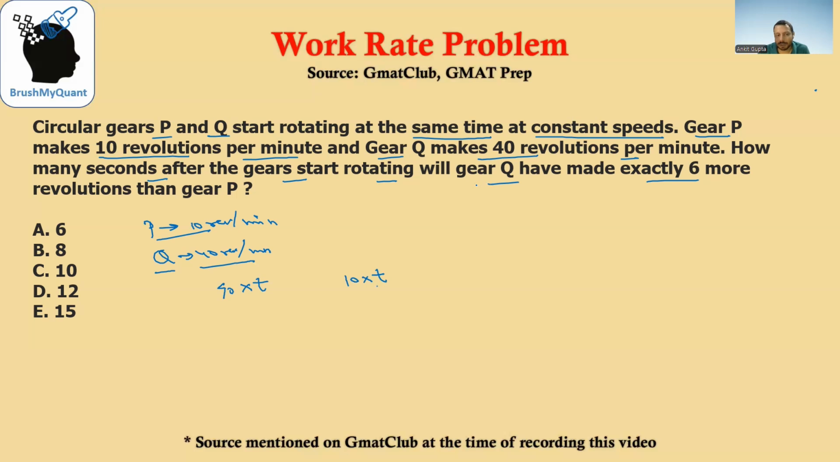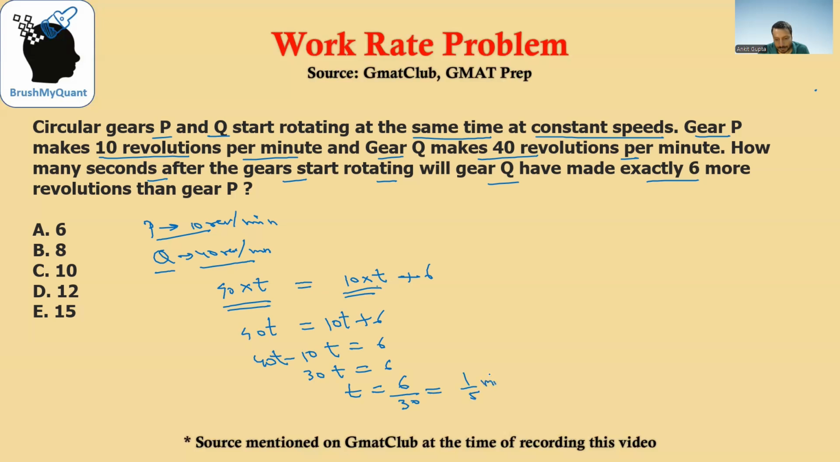Now the equation which you have to write is: gear Q is making 6 more revolutions than gear P. So that means the revolutions done by gear Q is equal to revolutions done by gear P plus 6. So this becomes 40T is equal to 10T plus 6, or 40T minus 10T is equal to 6, or 30T is equal to 6, or T is equal to 6 by 30, which is 1 by 5 minutes.